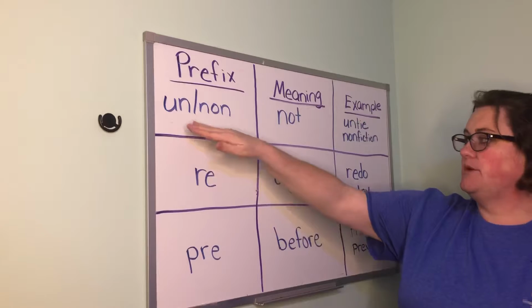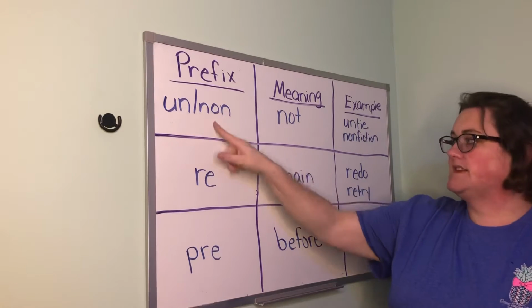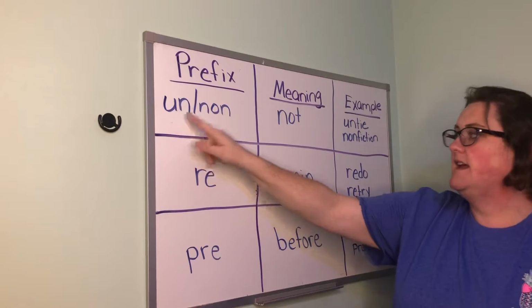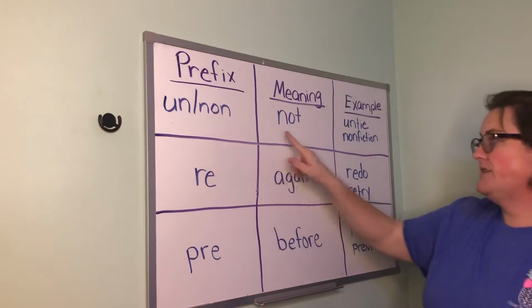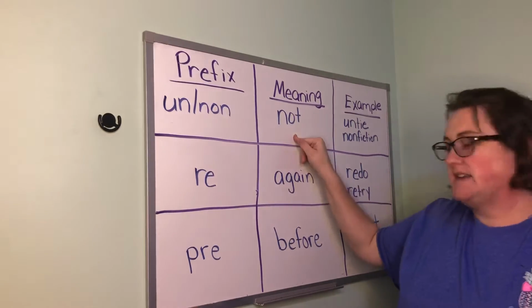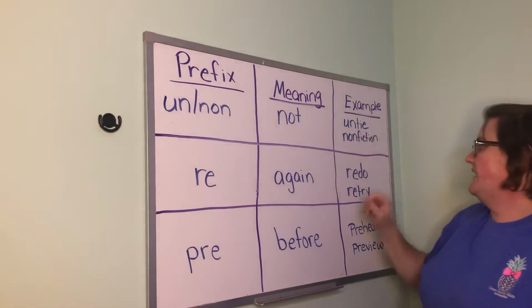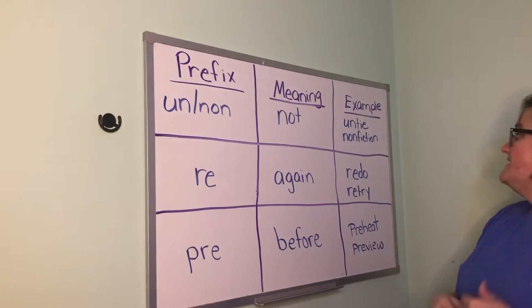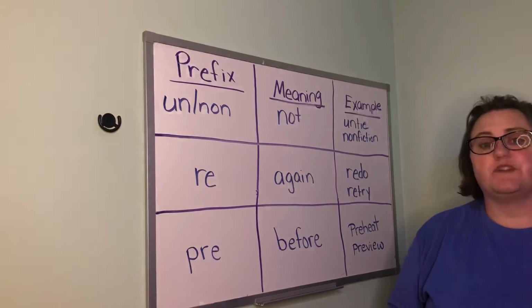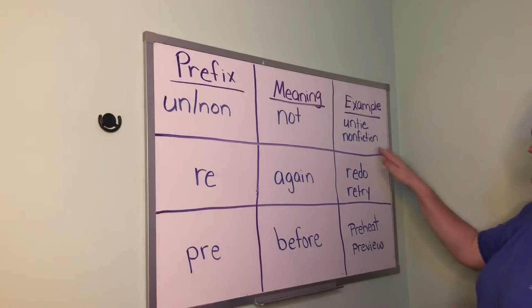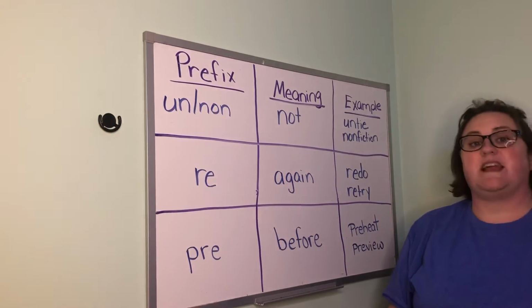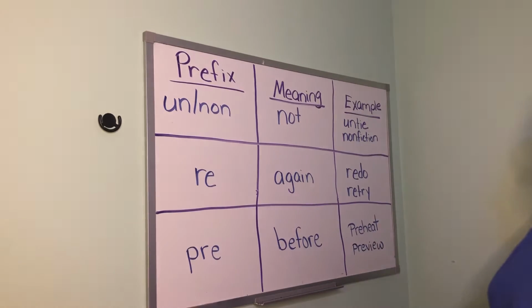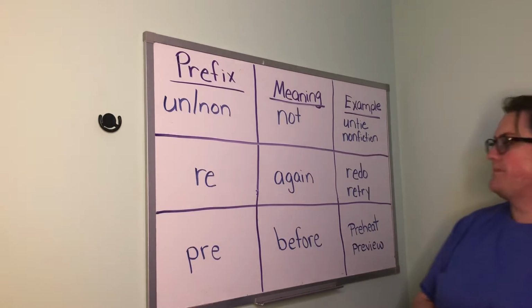So here you have two separate prefixes. You have un and you have non, but both of those prefixes mean not. So you have untie and nonfiction. Those are two examples. Did you untie your shoe before you took it off? Nonfiction. My teacher asked me to read a nonfiction book. So that means not a fiction book.